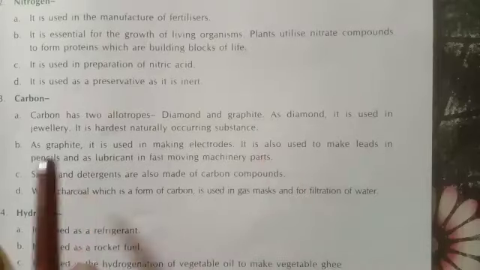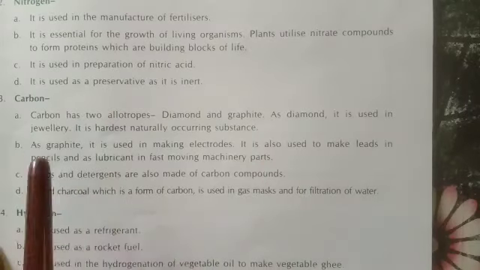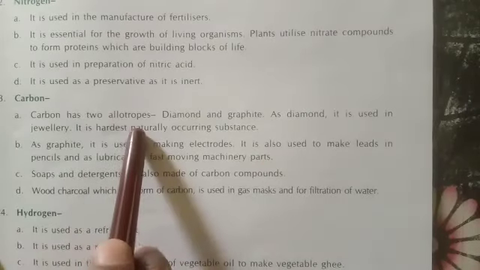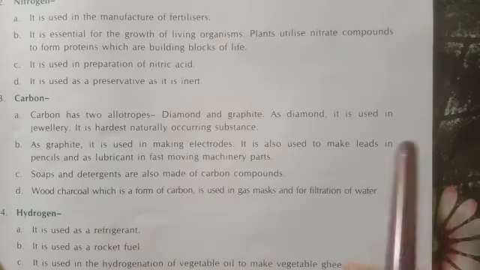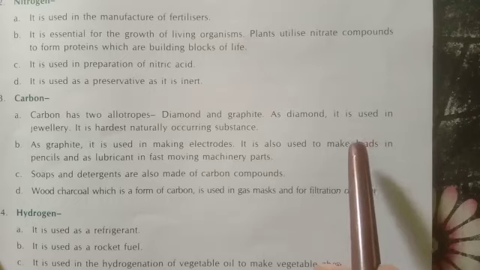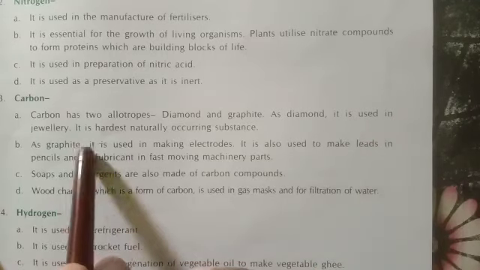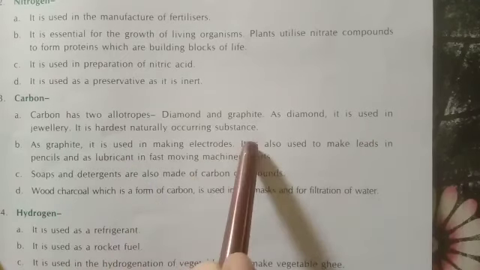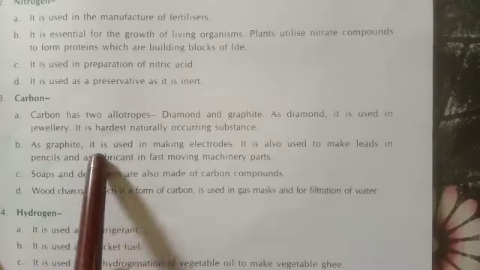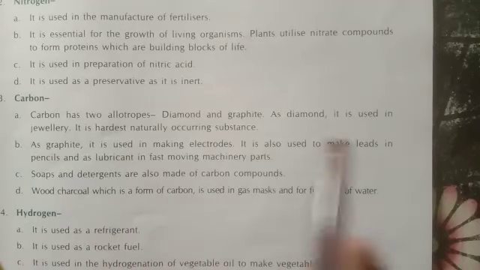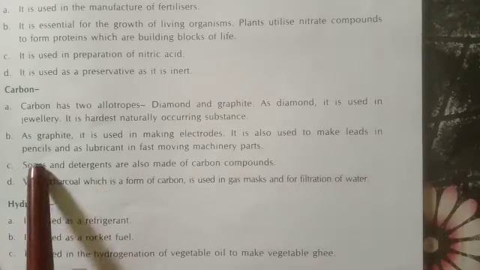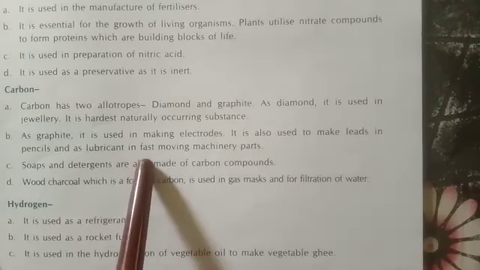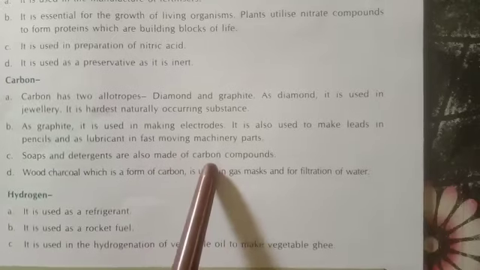Let's come to carbon. Carbon has two allotropes. One is diamond, another is graphite. Diamond is the hardest substance, which is used as jewelry. It is the hardest naturally occurring substance. Graphite is used in making electrodes. It is also used to make lead in pencils and as a lubricant in fast moving machinery parts.